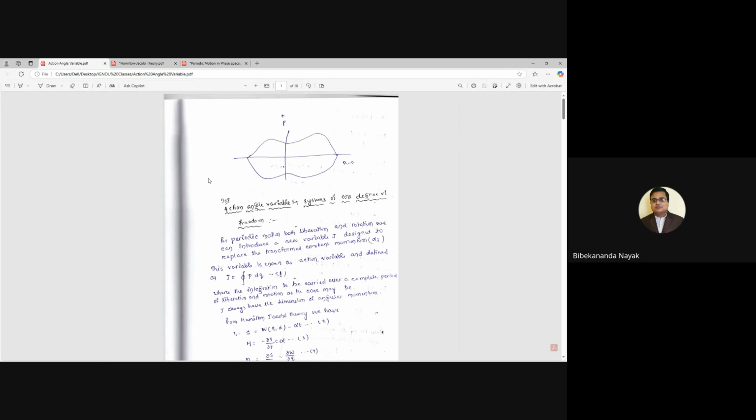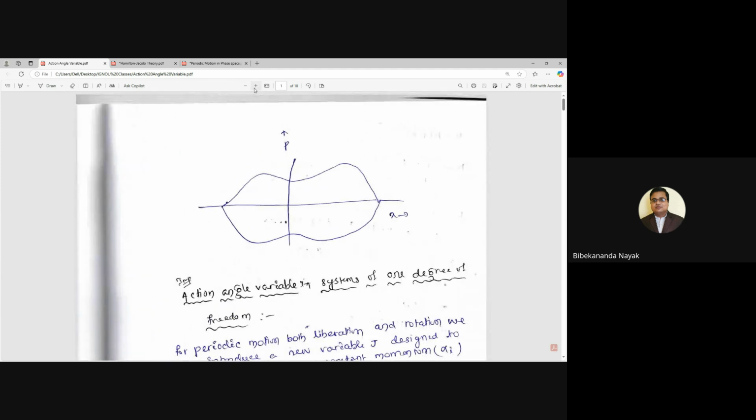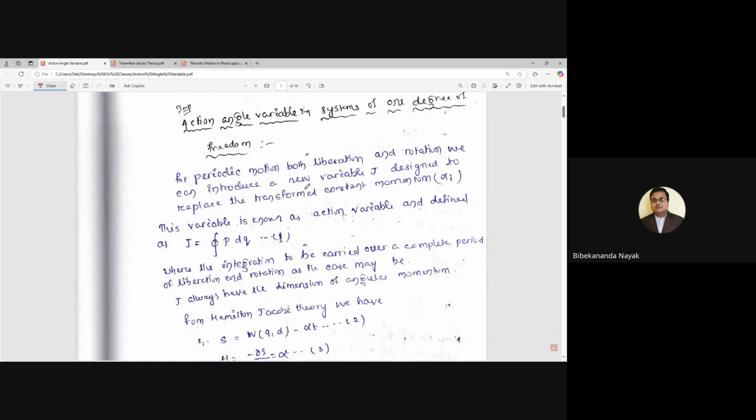But your syllabus has action angle variables, so let's come to that quickly. For periodic motion, both libration and rotation. Libration means the phase space trajectory is closed. Rotation means a wave. We can introduce a new coordinate J, designed to replace the transformed constant momentum alpha. This variable is known as the action variable. We already know from Hamilton's principle that the integration of L dt is known as action. What is the dimension of that action? If you check, it has the same dimension as p dq.